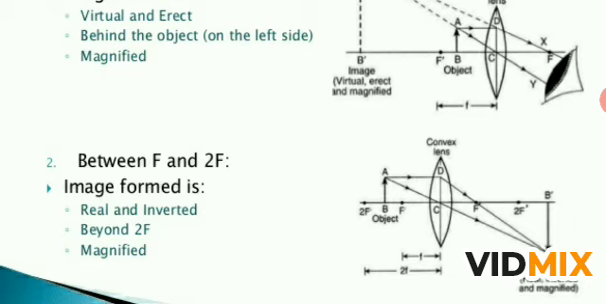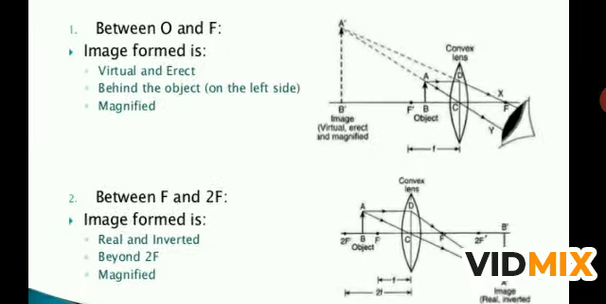It is a real image, inverted with respect to the object, and beyond 2F. The position of the image is beyond 2F. The character of the image is inverted, real, and magnified. If you see the size of the image, it is bigger than the size of the object. So this is the second ray diagram.